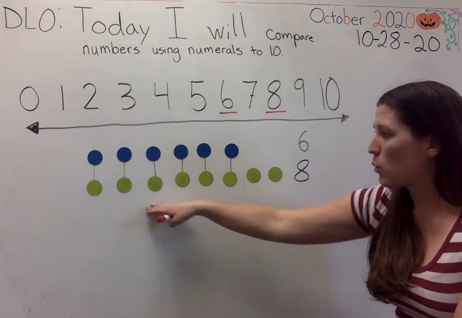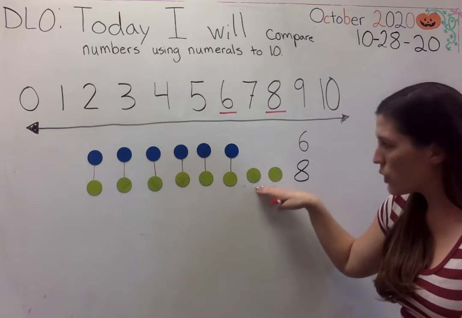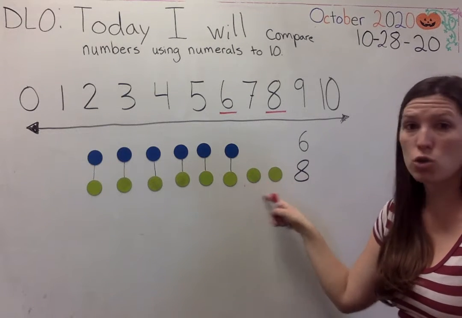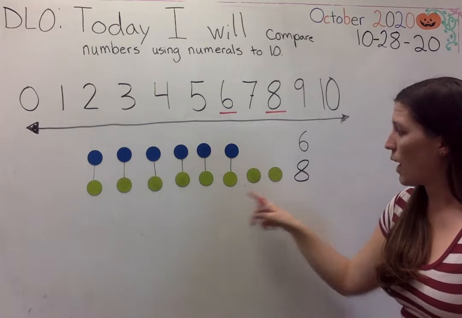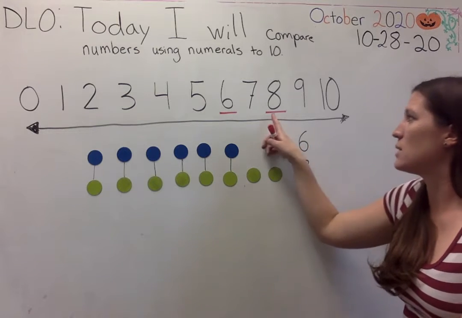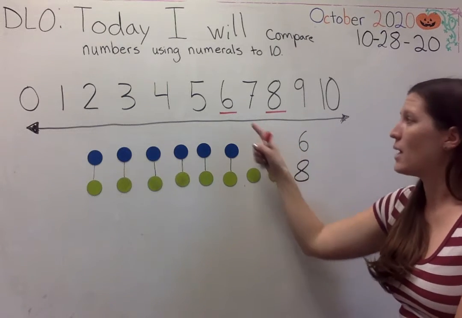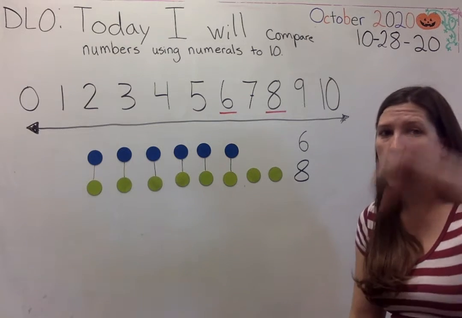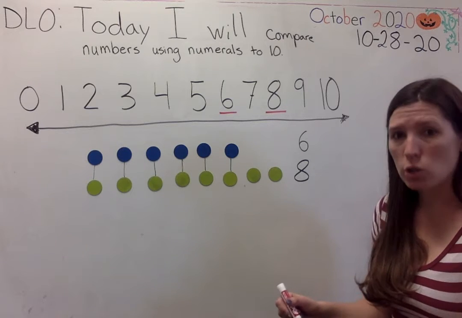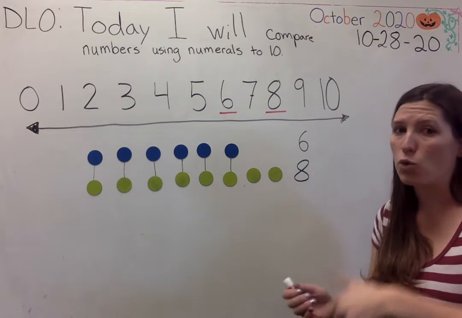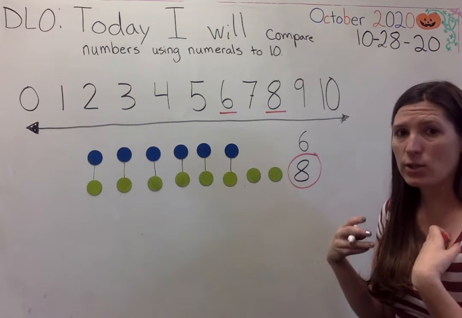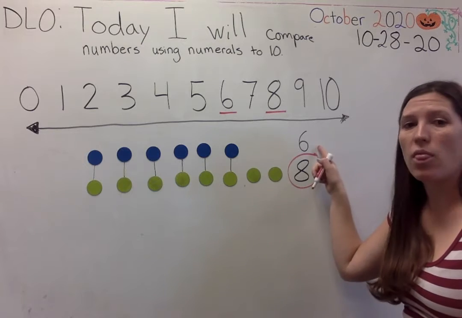And I can see with my groups that the green dots are greater because they have extras at the end. I counted them, I wrote the number. I know that 8 is greater than 6 because 8 is farther away from 0, and 6 is closer to 0, which means 6 is less, not as many. So I'm going to put a circle around the number that is greater, more. 8. So I could say 8 is greater than 6.